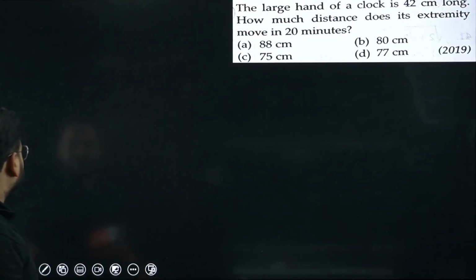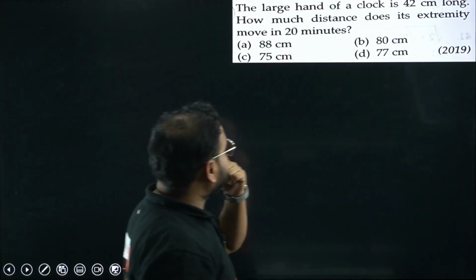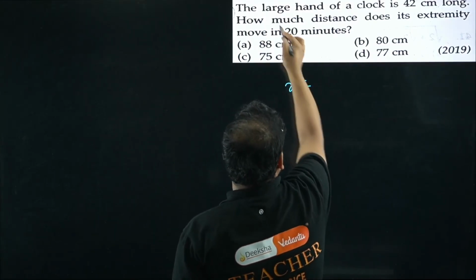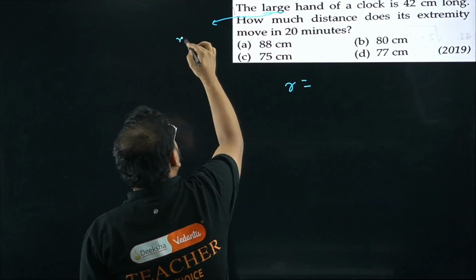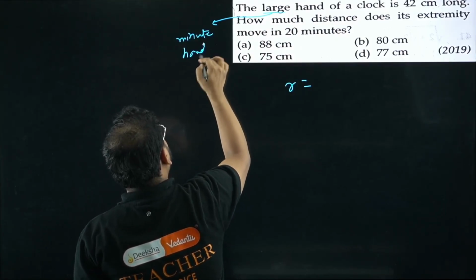So this is clear, right? Option is A. Next question. Next is what? The large hand of a clock is 42 centimeters. So radius is given. Large hand means the minute hand, right? The large hand is the minute hand, okay?